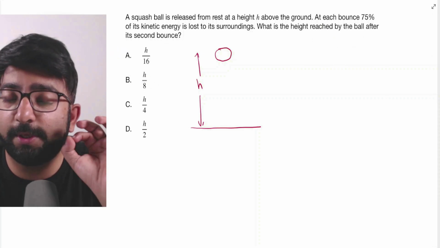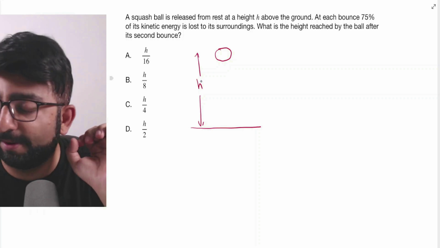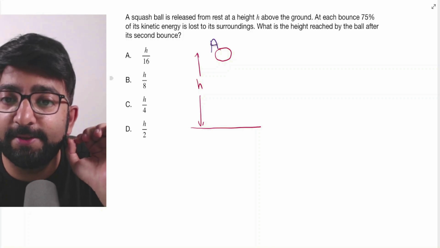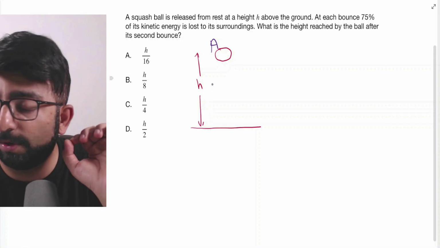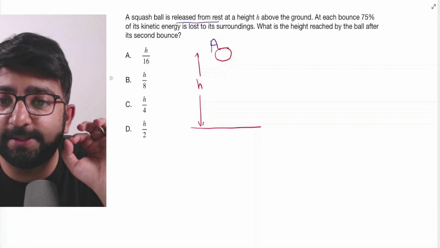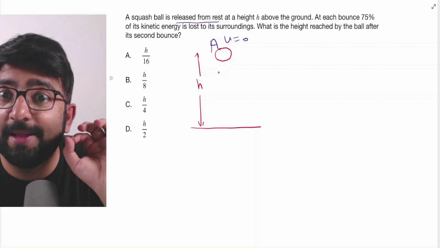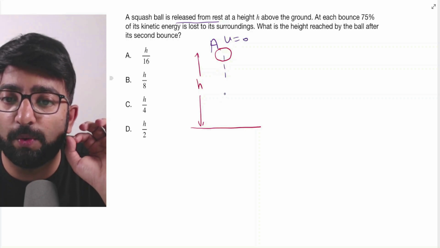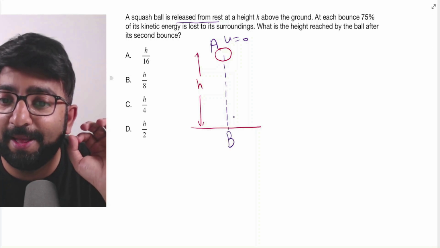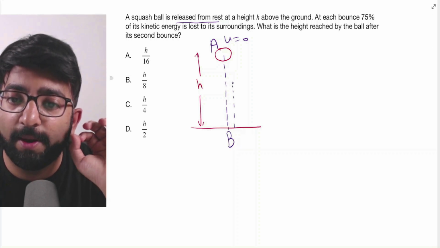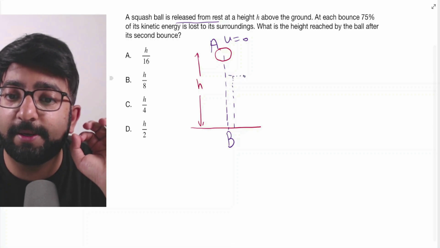So how do you approach such questions? First of all, let's draw a diagram, and let me label A as the original position of the ball when it was at a height of h above the ground. When it is released from rest, the initial speed is equal to 0, and then the ball starts to travel downwards. Eventually it is going to hit the ground, let's say at the point B, and then it goes back up until it reaches another maximum height.